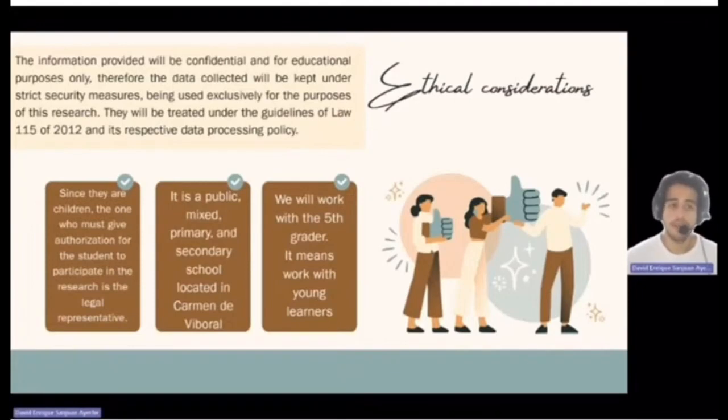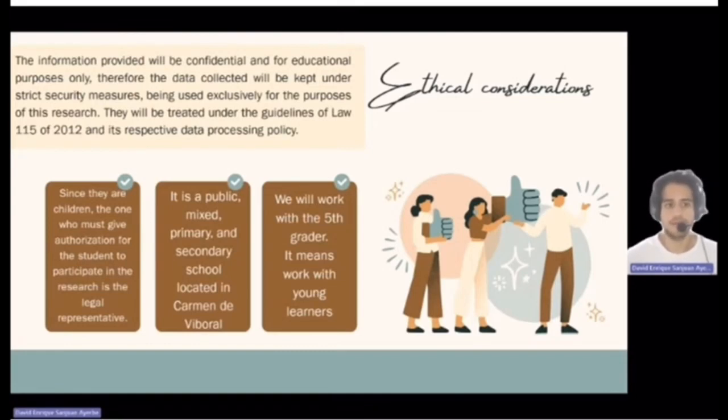Therefore, the data collected will be kept under strict security measures, being used exclusively for the purpose of the research. Because as we know, Law 115 of 2012 is a data processing policy. Sorry.